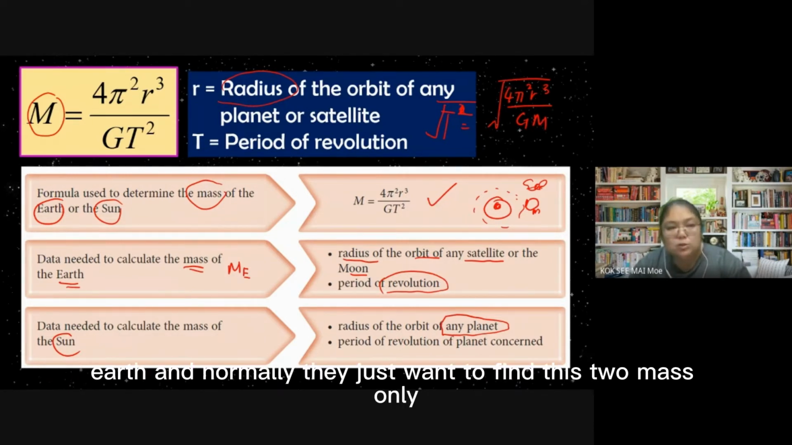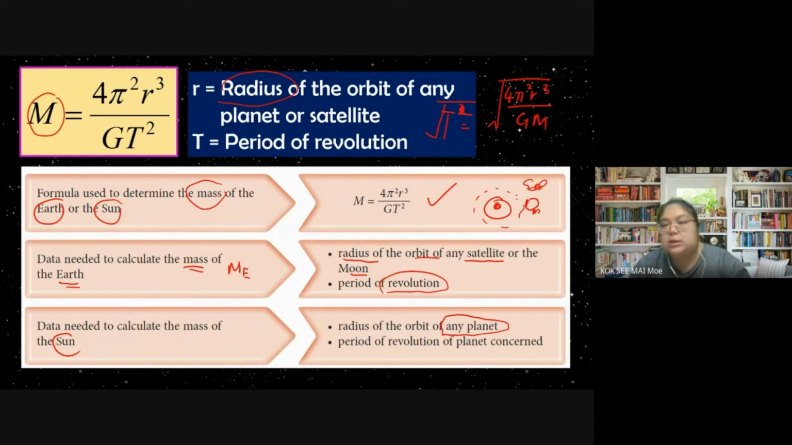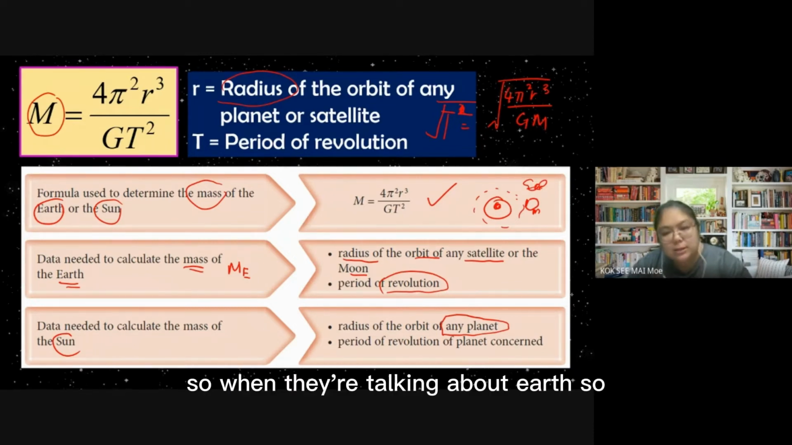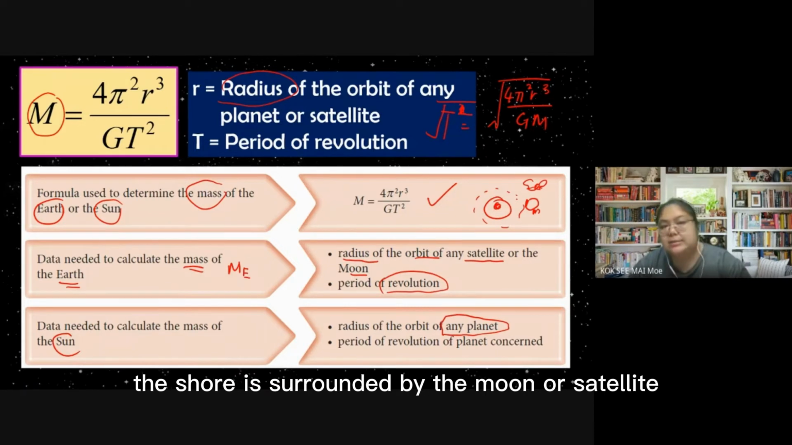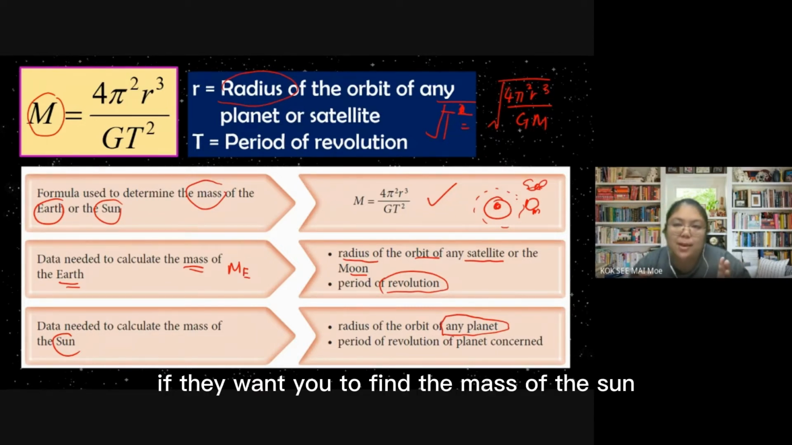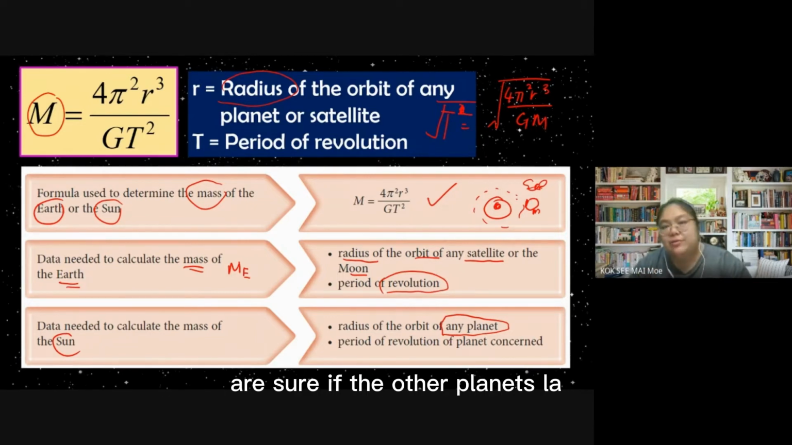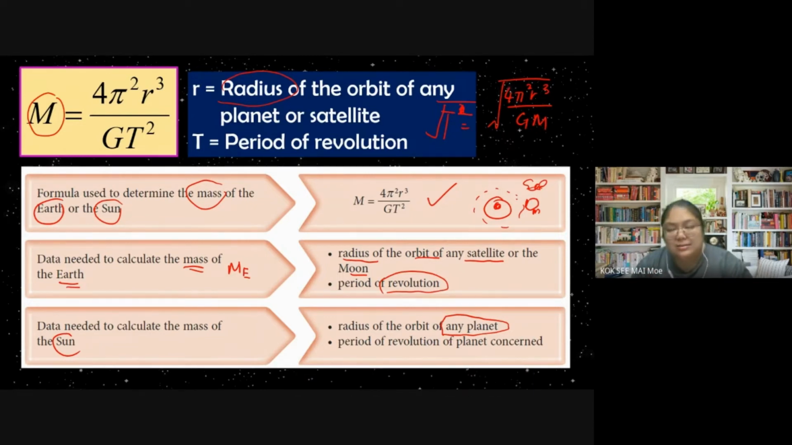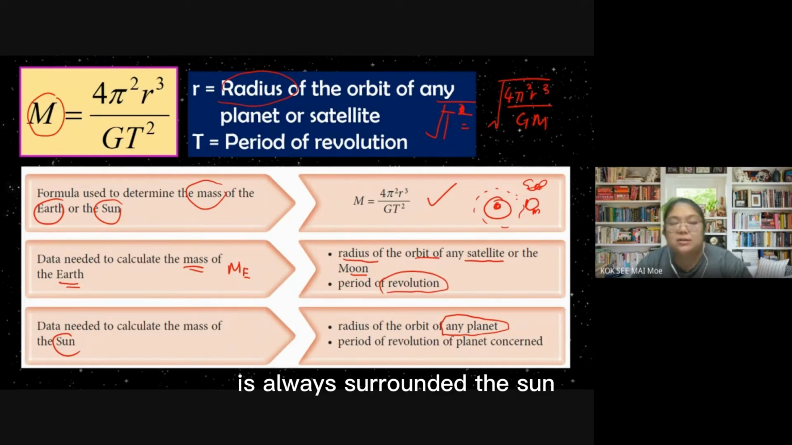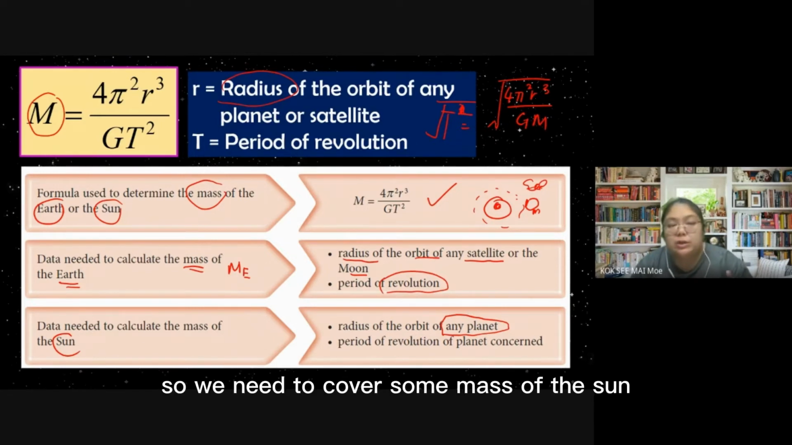Normally they would just want you to find these two masses only. When they're talking about Earth, it is surrounded by the moon or satellite. If they want you to find the mass of the sun, then it's the other planets, for example the Earth, which is always orbiting the sun. So we need to calculate the mass of the sun.